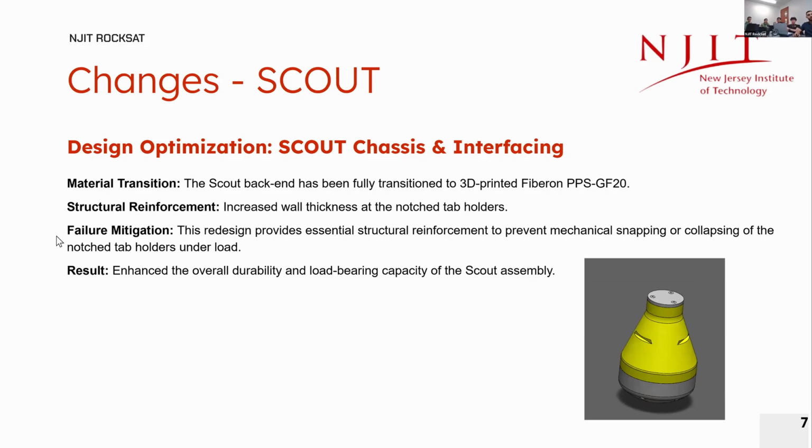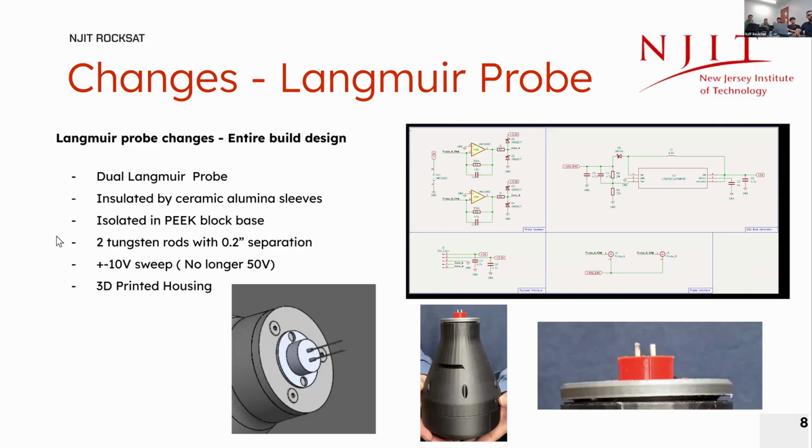And yeah. The Langmuir probe has undergone some changes. We are now also using PPS for the case. It was originally going to be machined aluminum, but it was not necessary. Also, this way there's better isolation. First prototype has been built. We have ceramic aluminum sleeves, 2 tungsten rods with 5mm separation, and we're doing a positive to negative 10 volt sweep, no longer 50 volts. So we're not using high voltage.